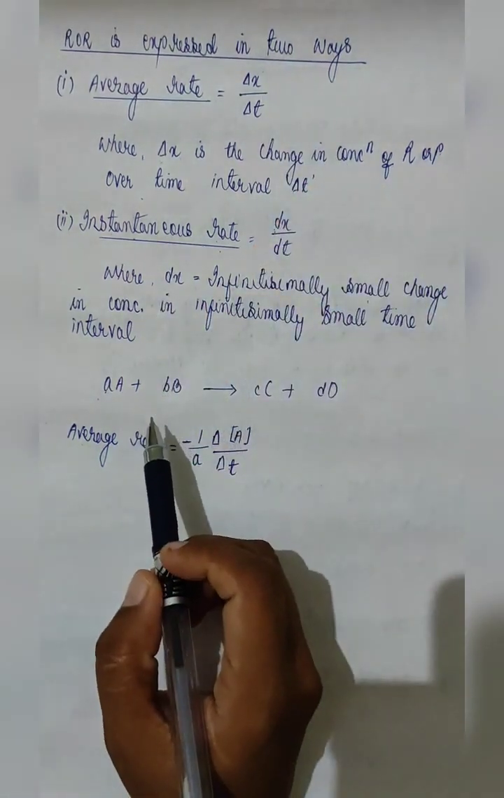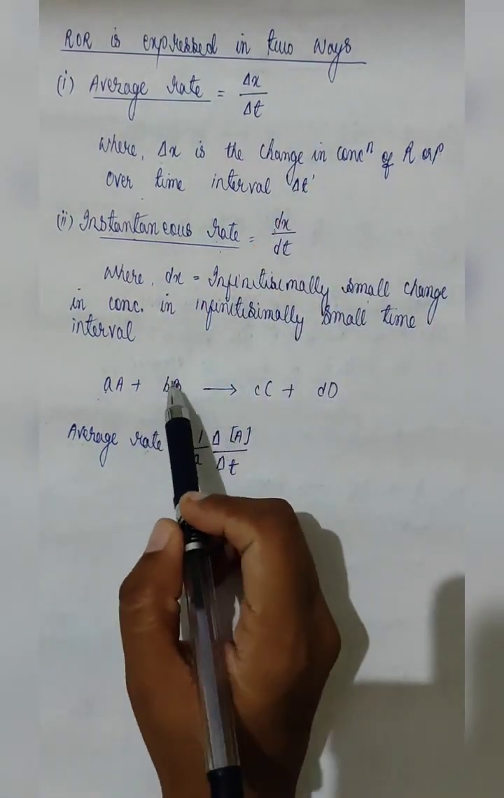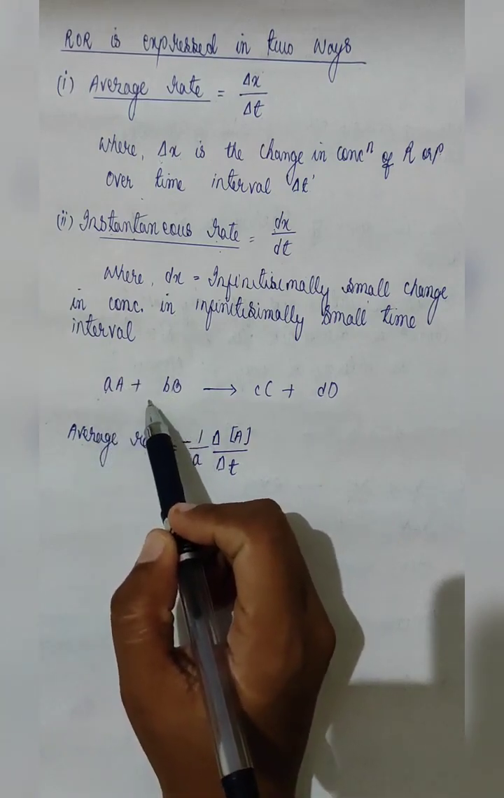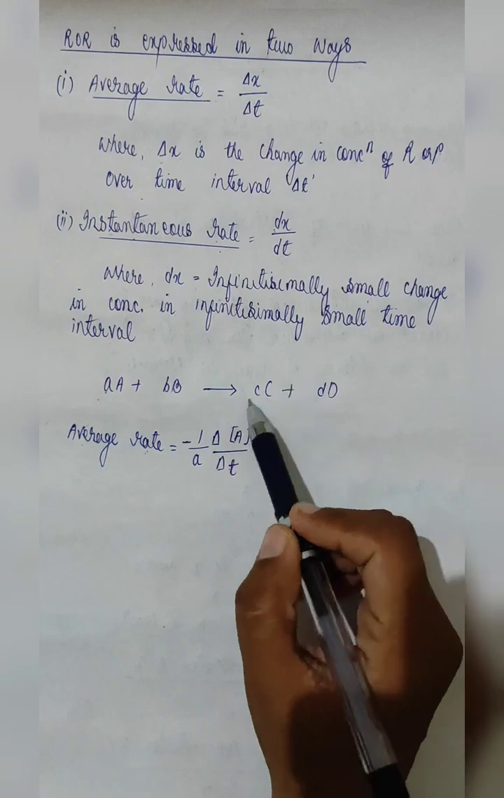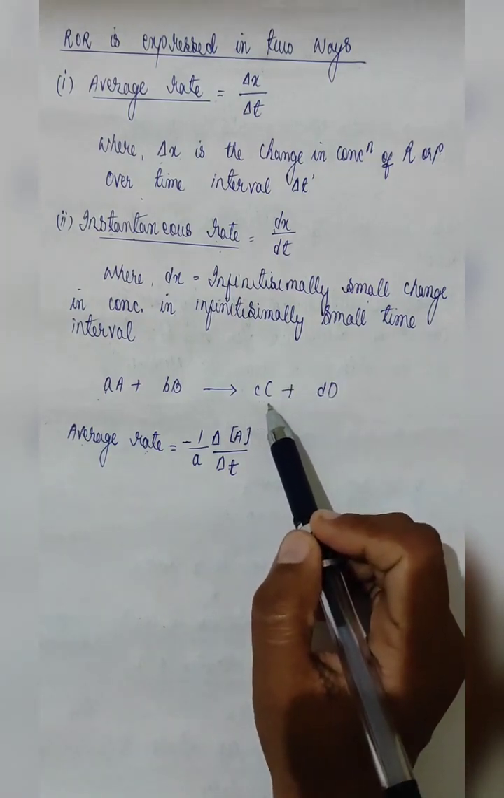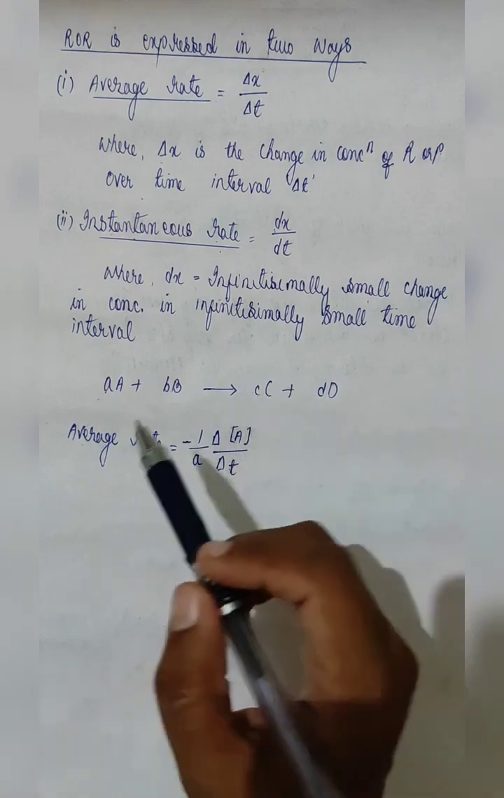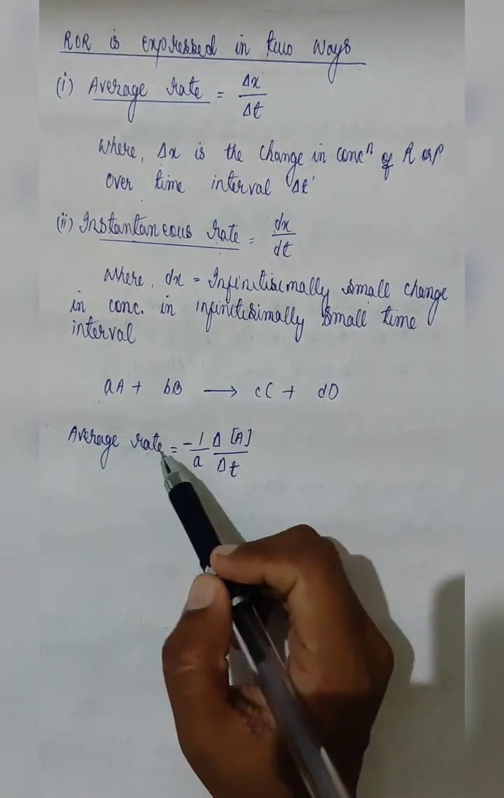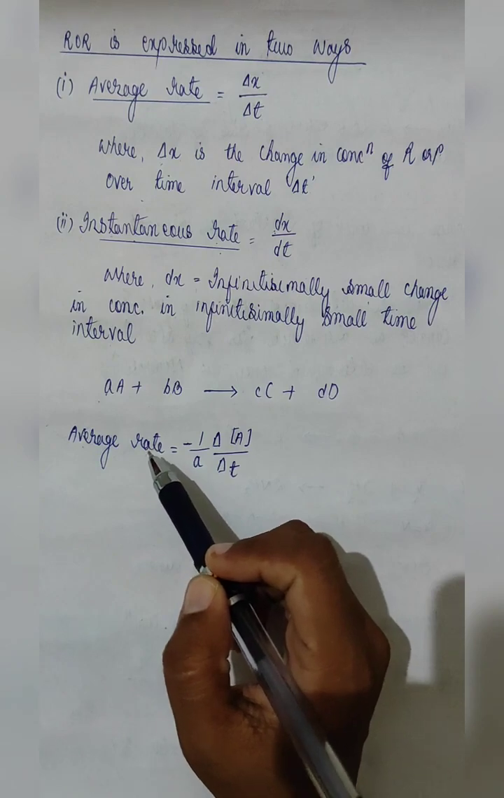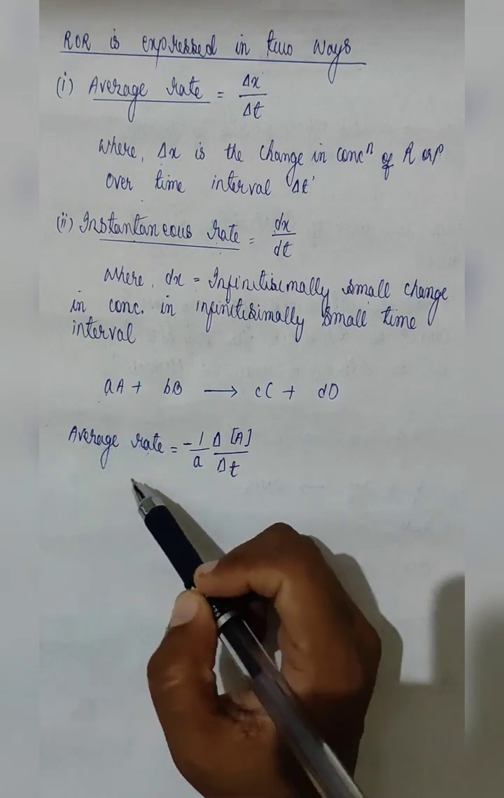We have already discussed previously that in the reactant there is a decrease in the concentration, so it will have a negative sign. And in the product there is an increase in the concentration, so it will have a positive sign when we are writing the average rate. Now let us write the average rate. It will start from the reactant. How do we write the average rate?